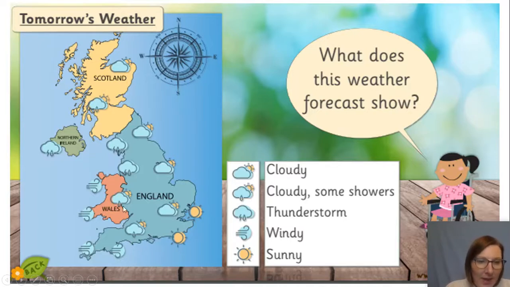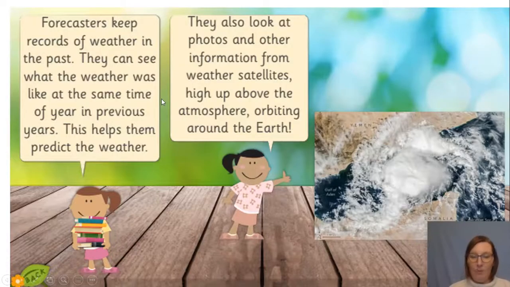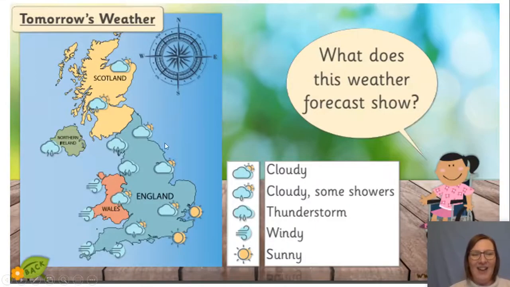So let's have a look at this map here. What does this weather forecast show? So I can see lots of different symbols there, and I'm going to use my key here to help me. So in my key, I have got a cloud with a little bit of sun, and that is cloudy. Is there any points where it's cloudy? Oh, yes, on the east of England. Because if I use my compass points here, I know that east is on this side. So if I bring that down, I know that this is the east of England. So in the east of England, it's going to be cloudy.